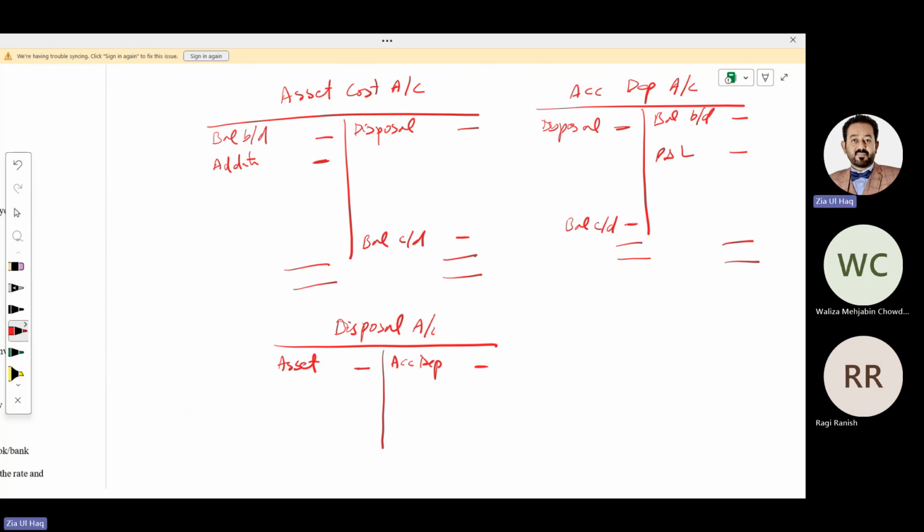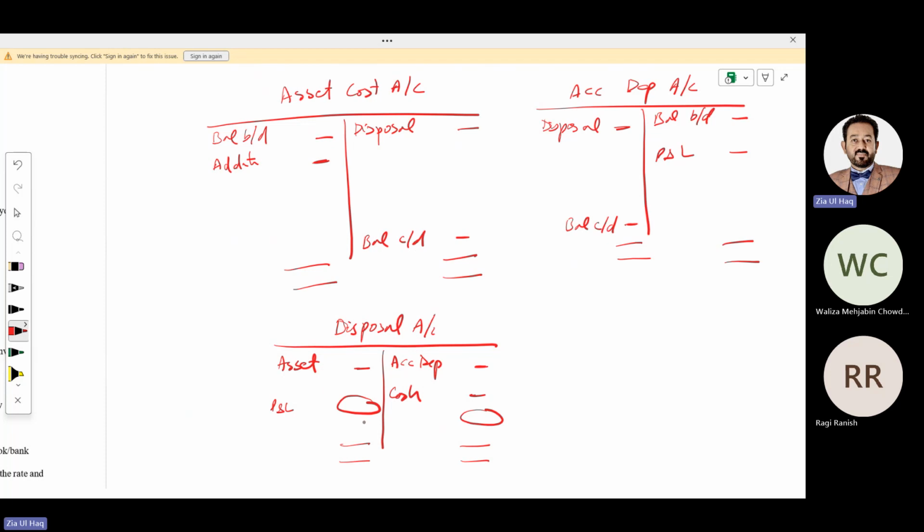If we are selling any asset, the accounting entry is cash debit, disposal credit. So disposal credit against cash, this means we need to record cash here. And then we balance the disposal account. Either the balancing figure will come here or here. If the balancing figure comes here, that would be charged to profit and loss. This means disposal debit, profit and loss credit.